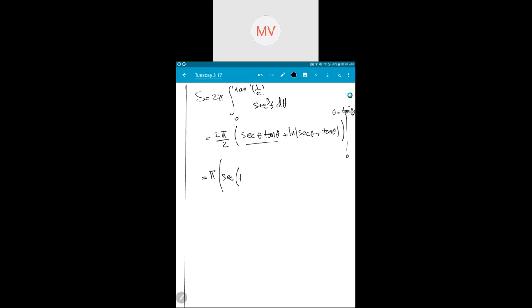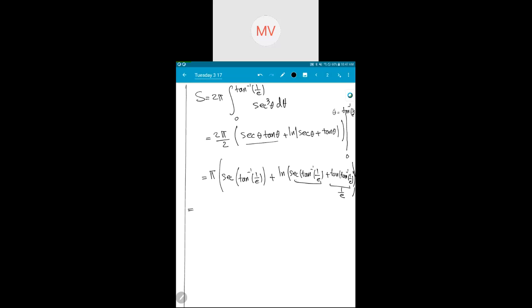So it's going to be secant of tan inverse of 1 over e plus natural log of secant of tan inverse 1 over e plus tan of tan inverse of 1 over e. That's 1 over e because it's tan inverse. The function and inverse cancel out each other. So that's 1 over e. The only piece we need to figure out is this guy.